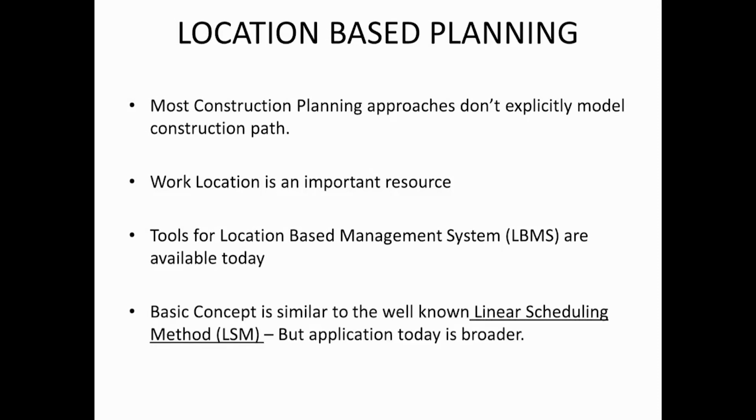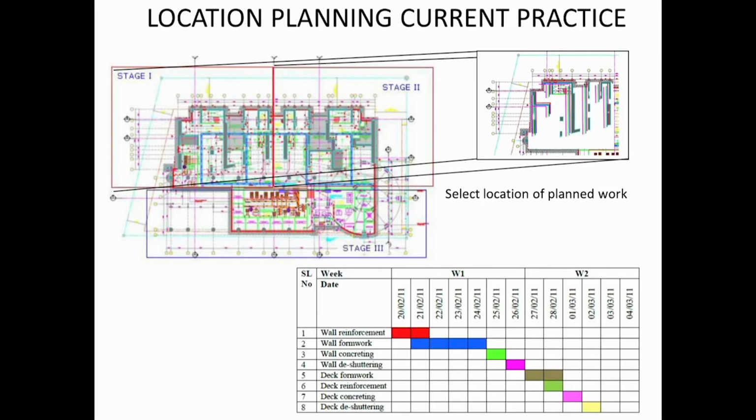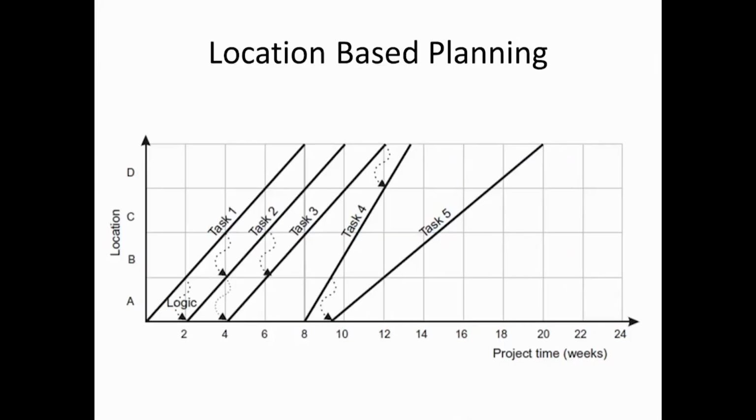You might have heard of the technique called LSM or linear scheduling method, which was primarily used for linear projects such as roads, pipelines or railway lines. LBMS is based on linear scheduling method techniques. You can see here what a location based plan looks like. You have location on the y axis and duration, that is time, on the x axis, and each of the tasks has to go through a particular location at a particular time. This is what is illustrated by these lines.